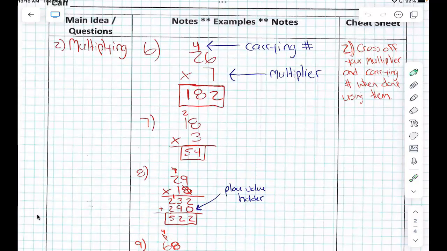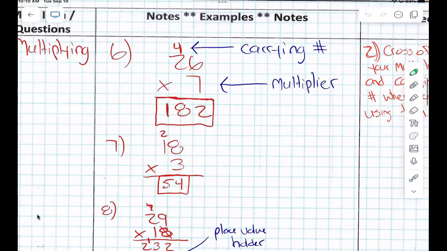So the problem that we had first was 26 times 7. When you're looking up at the TV screen right now, you're going to see that I have 26 times 7 in green, yes? That was the problem we started with in our notes. And we said that this bottom number was called the what? A multiplier. So we're going to use that multiplier to multiply all the numbers above it. So what is 7 times 6? 42. So we put the 2 down and we put the 4 up here.